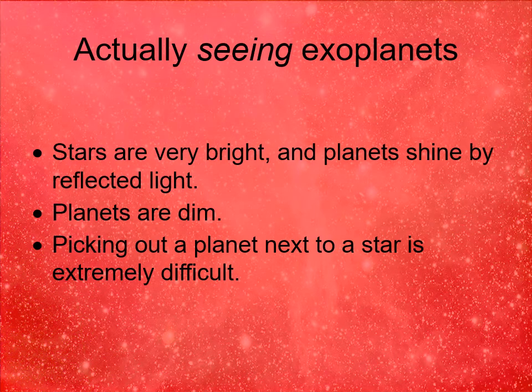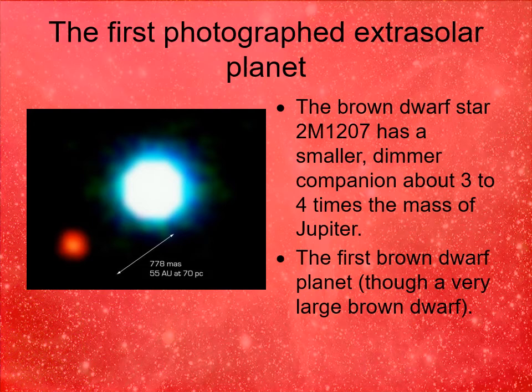Okay. What about actually seeing a planet? Well, they're dim. They reflect sunlight, reflect starlight, so you have this tiny dim speck next to a star. And so that makes picking it out really hard. Nonetheless, that doesn't mean it's impossible.